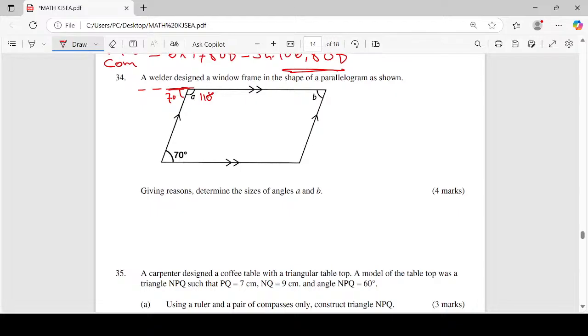Let's also look at this other side. If this angle here is 70, this angle here should also be 70, corresponding angles. And if this angle is 70, this one here will be 110. And because these sides are parallel, if I extend this, angle B will be corresponding to this. So this angle B should be 70 degrees, because this one here will be 110.